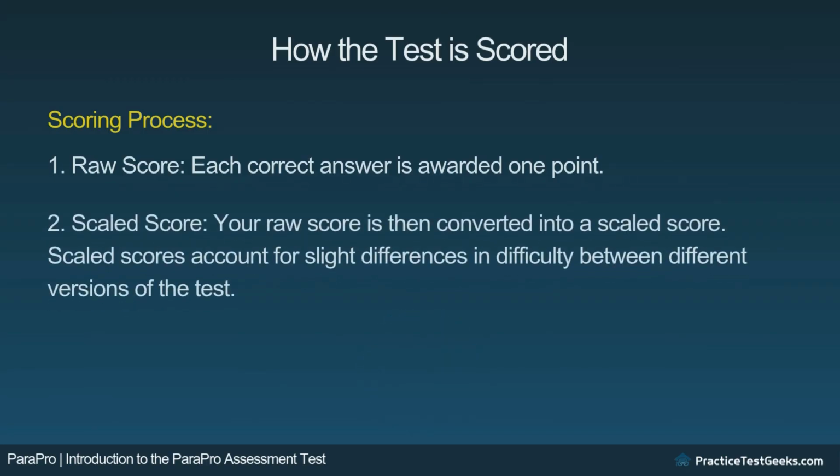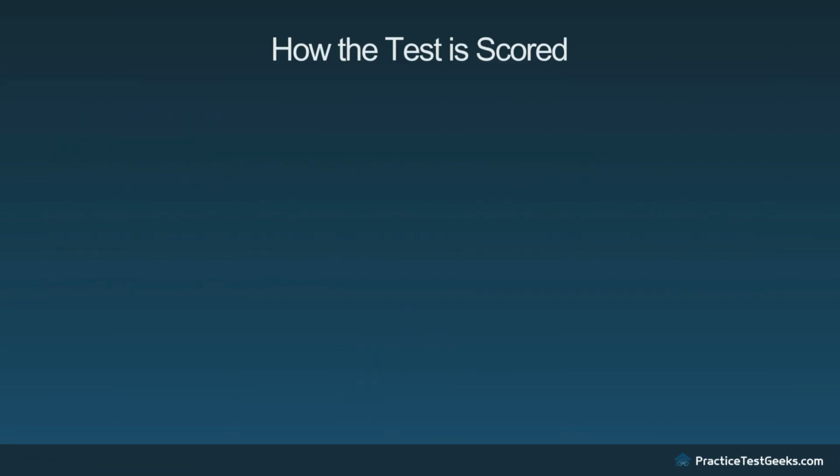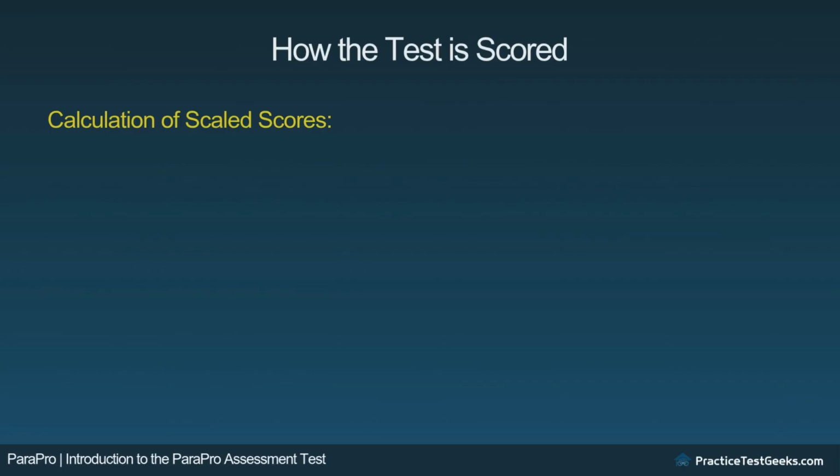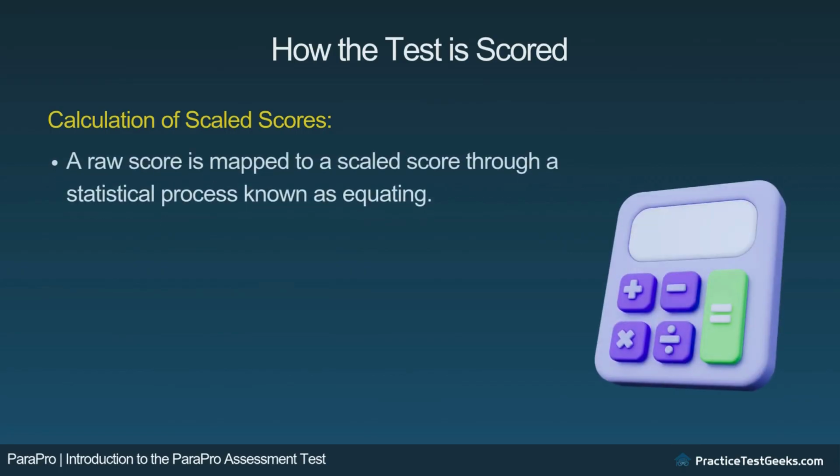2. Scaled score. Your raw score is then converted into a scaled score. Scaled scores account for slight differences in difficulty between different versions of the test. The conversion process helps standardize results across test forms, ensuring that scores are comparable. Calculation of scaled scores. A raw score is mapped to a scaled score through a statistical process known as equating. For example, if a candidate answers 70 out of 90 questions correctly, this will be mapped to a scaled score that reflects the difficulty level of the test version taken.